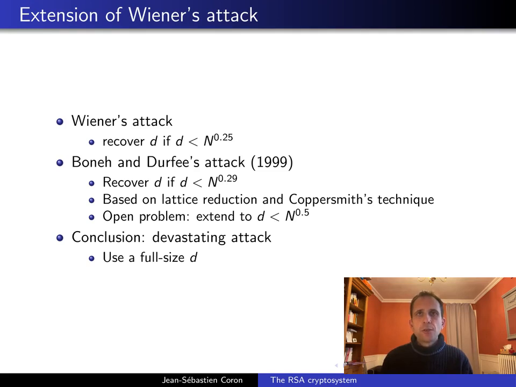And actually, 20 years ago, this was extended by Boneh and Durfee, who slightly improved the exponent. So it can recover d in polynomial time if d is less than n to 0.29. And this is based on lattice reduction and Coppersmith's technique that I'm going to describe in a few slides. And one open problem is to extend this attack to d less than n to 0.5. And so as a conclusion, this is of course a devastating attack. So the conclusion is that we should always use a full size d.